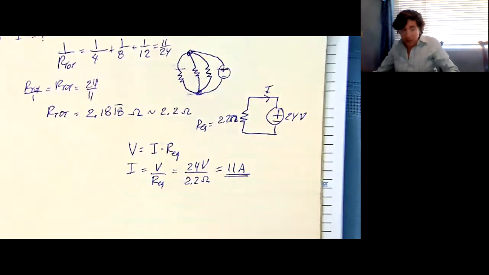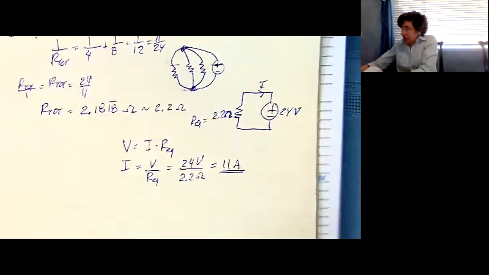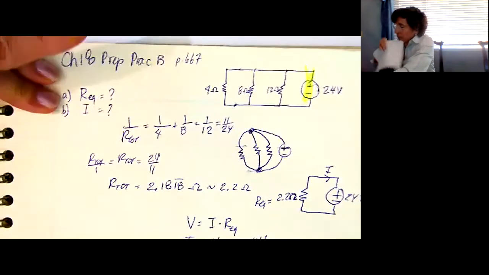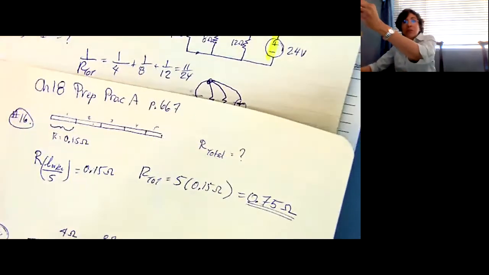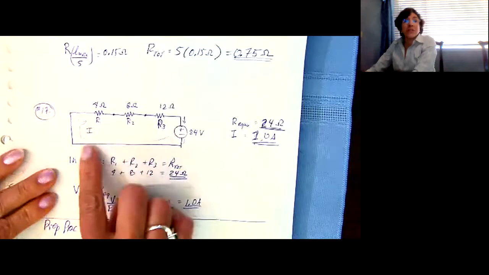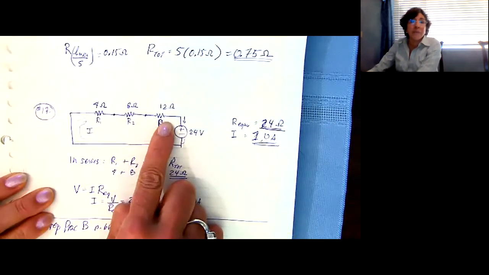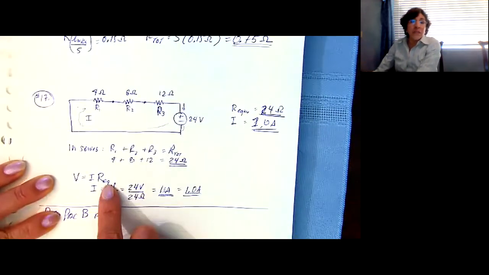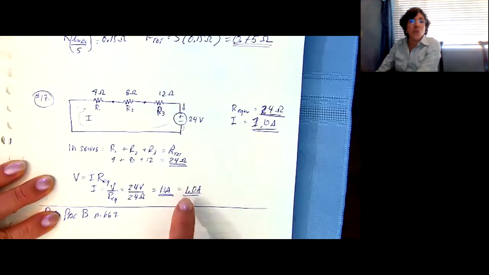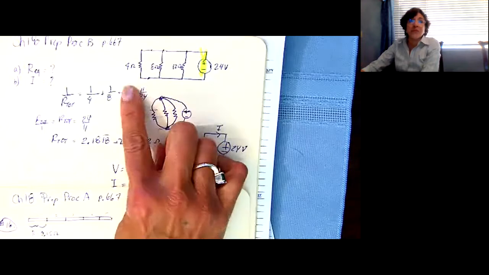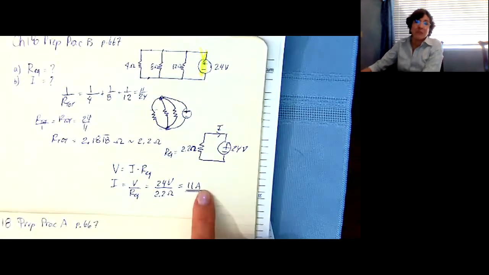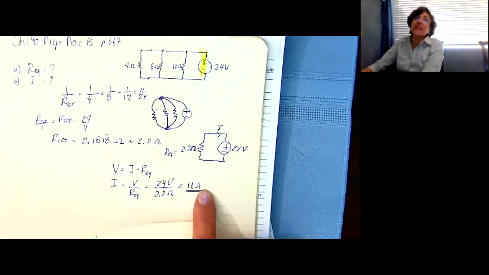Now let's compare it with the previous problem. Oops, I think I didn't tear out the page. Let me tear out the page. All right, so we can compare here. In the series case, we added them up, and then V over R equivalent is the current. I end up with 1 amp. But if they're in parallel, big difference. If they're in parallel, I have 11 amps. That's huge. Remember, it's the milliamps that can kill you. So that's a lot of current.